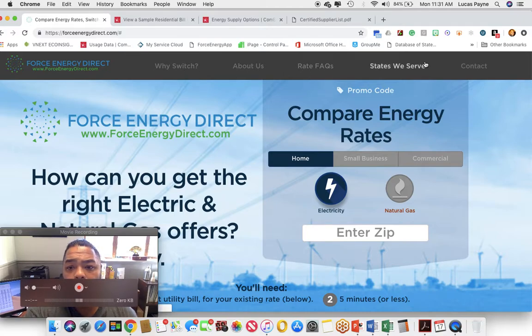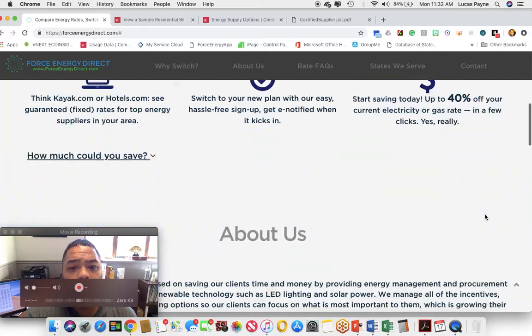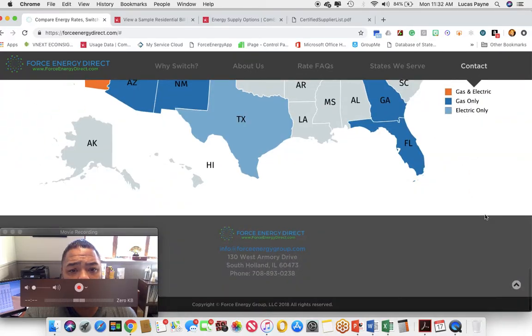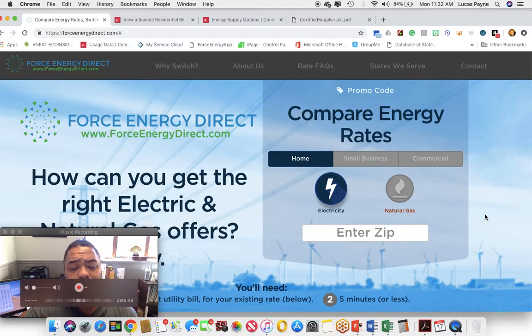Across the top, there are menu areas: why switch, about us, frequently asked questions, the states we serve, and contact information. You can also notice that the website scrolls up and down, north to south, and it's very short and concise. There's not a lot of information on this landing page for a reason. We want it to be simple.